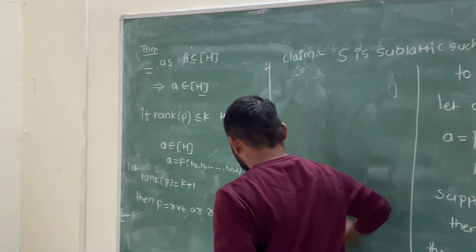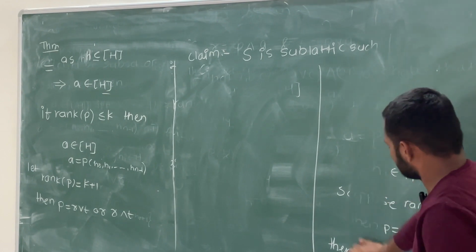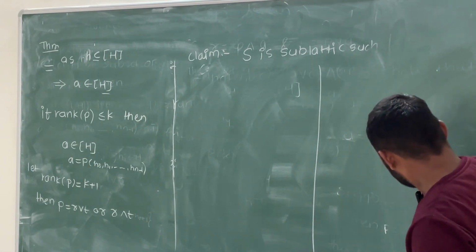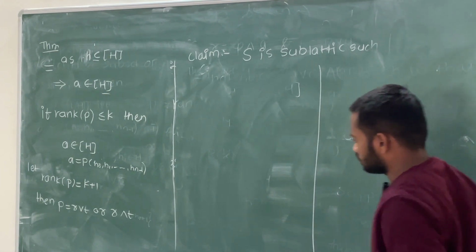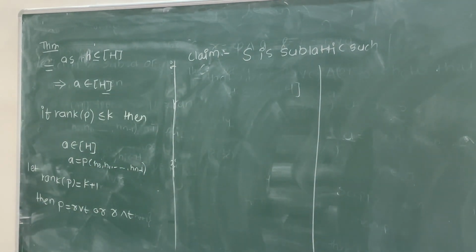Why? What is the meaning of this? Because the rank of P is k plus 1. That means there are exactly k plus 1 variables with multiplicity. Yes or no? Just a second.